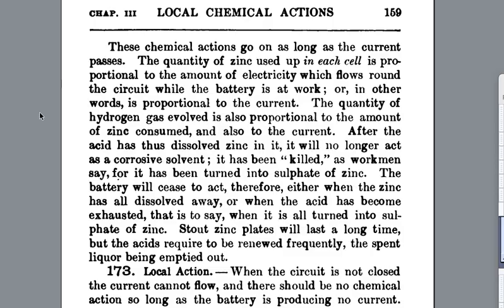The chemical reactions continue as long as the current flows. The amount of zinc consumed in each cell is proportional to the quantity of electricity passing through the circuit while the battery operates. Similarly, the amount of hydrogen gas evolved is proportional to the zinc consumed and the current. Once the acid has dissolved the zinc, it is transformed into zinc sulfate and is no longer able to act as a solvent. As a result, the battery stops functioning when either the zinc is entirely consumed or the acid is fully converted to zinc sulfate. Large zinc plates last longer, but the acid needs frequent renewal, with the spent liquid being discarded.